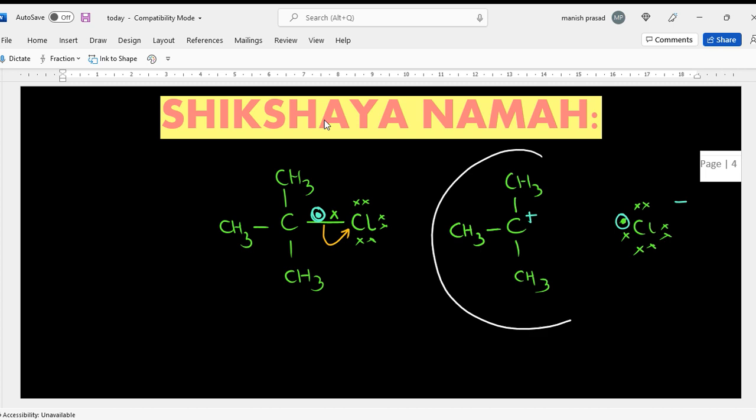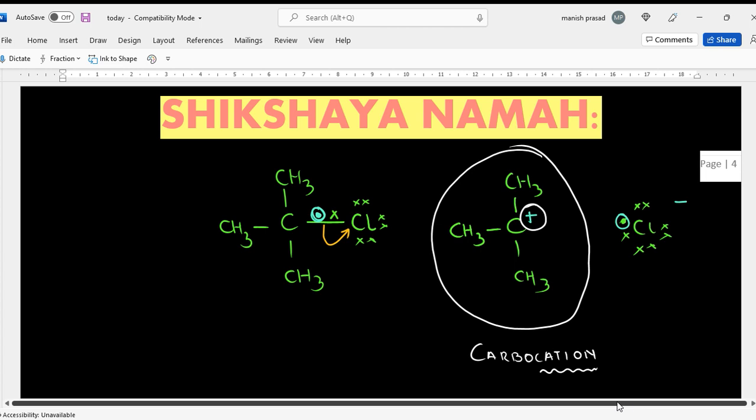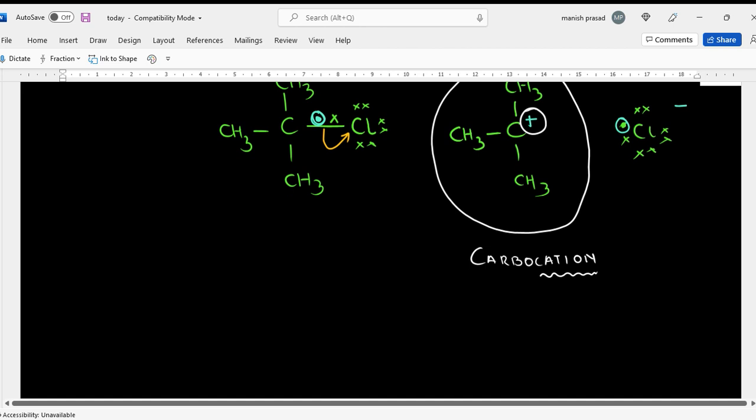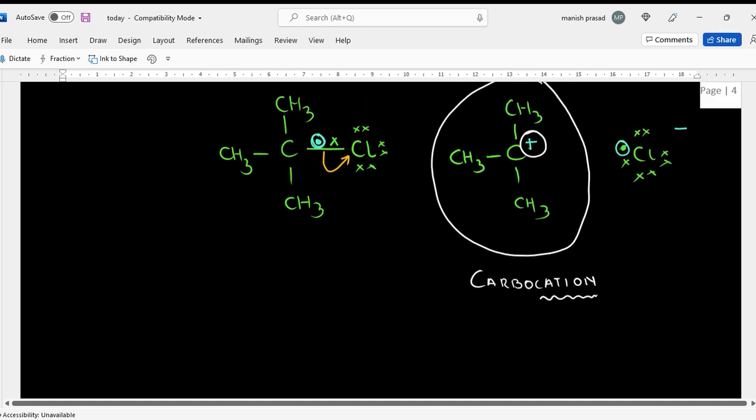Whenever a hydrocarbon has a positive charge on the carbon, it is known as a carbocation. It is known as what? A carbocation. You know, a cation is an ion that goes to the cathode. Cathode is negatively charged, so the ion will be positively charged. This thing is known as a carbocation, the whole thing excluding the Cl part. If the Cl part comes in, then it is not an ion.